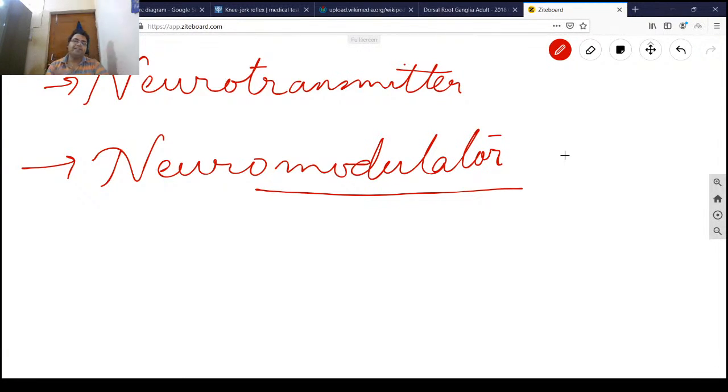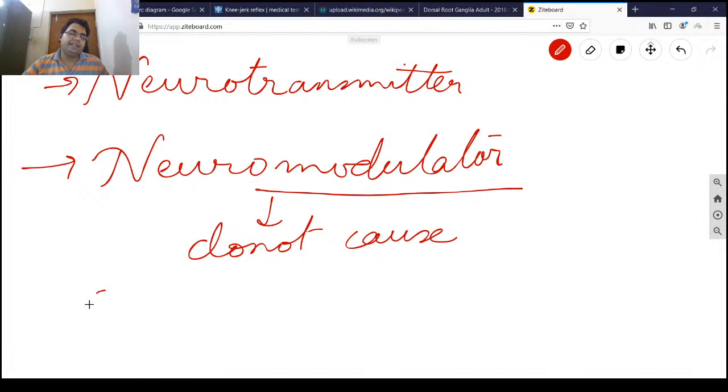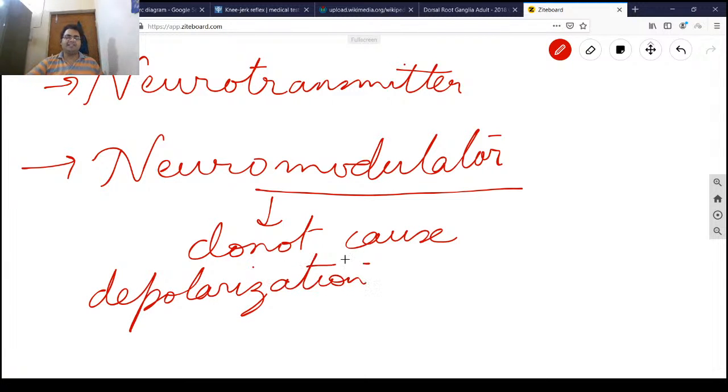Both it can do. But neuromodulators do not bind to the dendritic spine receptors. And even if they bind, they do not cause any depolarization or hyperpolarization effect. That is the main thing. They do not cause depolarization, like neurotransmitters binding to the ligand gated channels and causing sodium influx, and they do not cause repolarization, sorry, or hyperpolarization.